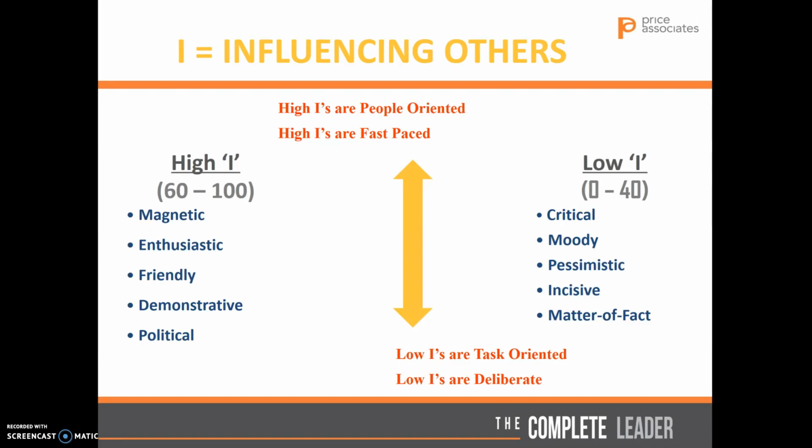So if we look at the high I's again there at the top, the high I's are people-oriented, and they're also fast-paced. So they love being around a lot of people, and they love to move quickly. The low I's, on the other hand, tend to get their energy from tasks, so they're more task-oriented, and the low I's are also more deliberate.